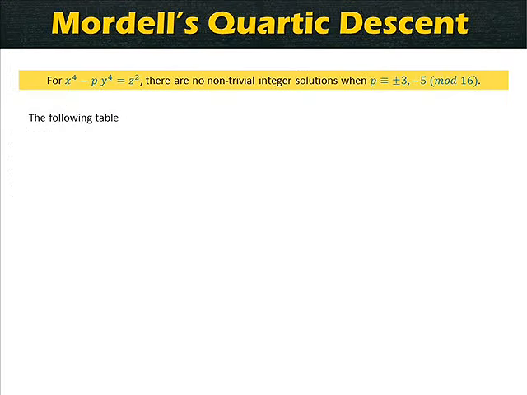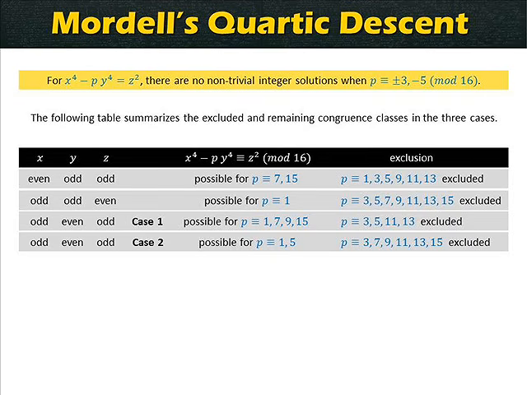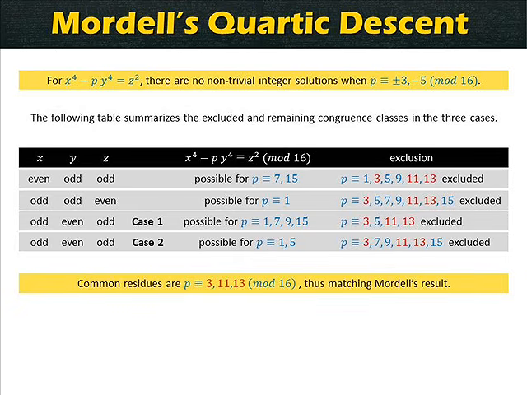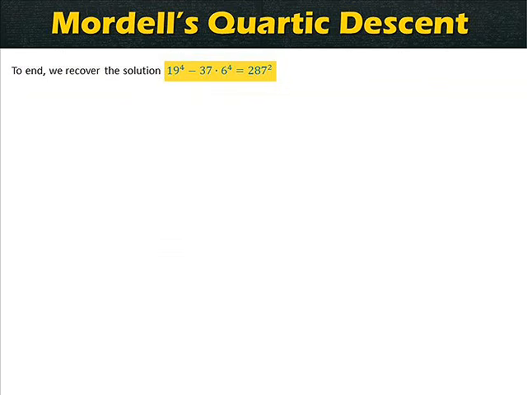The following table summarizes the excluded and remaining congruence classes in the three cases. Common residues are 3, 11, and 13, thus matching Mordell's results. To end, we recover this solution using the previous argument.